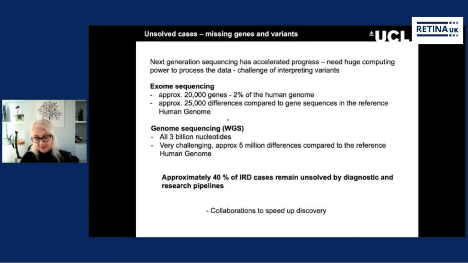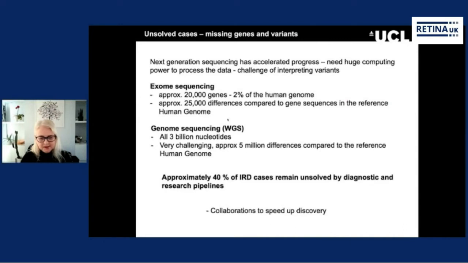So that's the challenge. The major challenge we have is, of course, we have solved an awful lot of these cases, and we've got over 270 genes that we already know are implicated as the cause of inherited retinal dystrophies. Nevertheless, when patients come into clinic and we do diagnostic testing or research, we're still left with about 40% of cases that we cannot solve very easily at all. So we really have a challenge here.